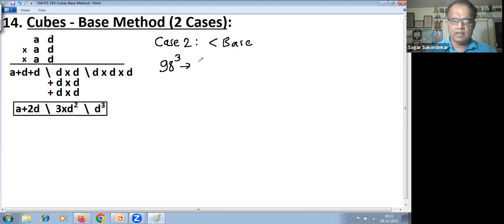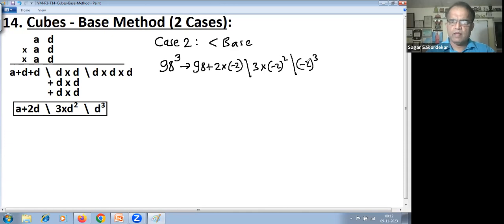So A, that is the number 98, plus 2 into minus 2. 98 minus 100, it is 2 less, minus 2. Next, 3 into minus 2 square. Next, minus 2 cube. So 2 into minus 2 is minus 4. So 98 minus 4 is 94 here. This is minus 2 square. Square is always positive, 4. 4 into 3 is 12.